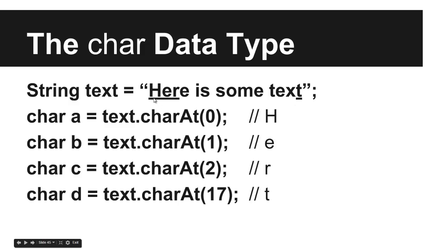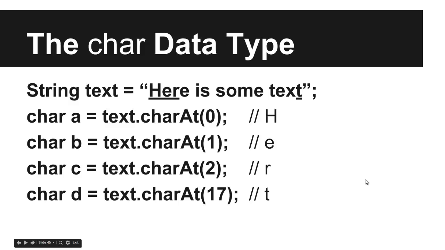The very first character is going to be at index 0. The second one is at index 1. The third is at index 2, index 3, index 4, index 5, all the way to index 17. Now if we try to go to index 18, we'll get an index out of bounds exception. That'll crash our program. But all the way to index 17, which will be that last T.